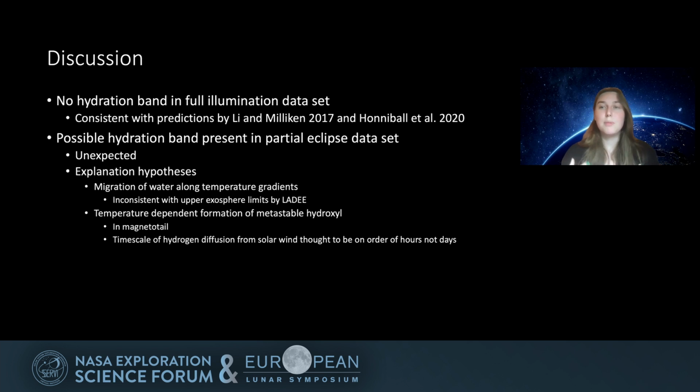So one possibility is that the hydration is changing during the eclipse. However, that would require either water to be migrating along temperature gradients, which is inconsistent with the upper exosphere limits by LADEE, given the amount that we're seeing, or the temperature-dependent formation of metastable hydroxyl. However, we're in the magnetotail during eclipse, and we have been for days. So the timescale of hydrogen diffusion from solar wind is thought to be on the order of hours, not days. So that's a little strange.